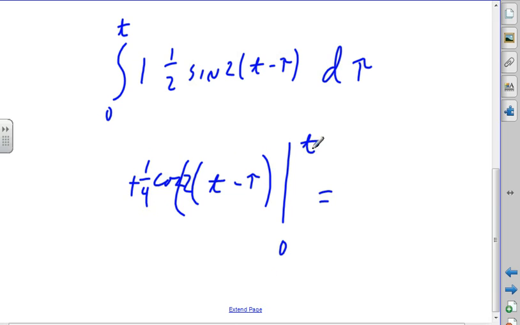So this is going to be, I put a t in there. T minus t is 0. Cosine of 0 is 1. So that'd be 1/4 minus, I put a 0 in for the tau, 1/4 cosine 2t. Now, why is it that I don't think that's right? I don't know. Number 8. Nope, 1/4 minus 1/4 cosine 2t. That's correct. So that makes 2 in a row correct.